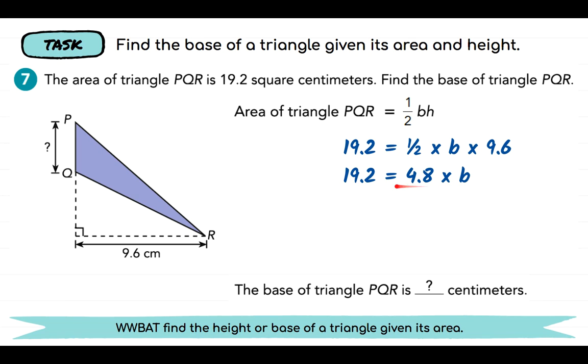And then, because we have multiplication here, we can use inverse operation to solve this. So we can divide both sides by 4.8. 19.2 divided by 4.8 will give you 4. So the base of this triangle is 4 centimeters. Did you get it right? If you get it right, excellent job.